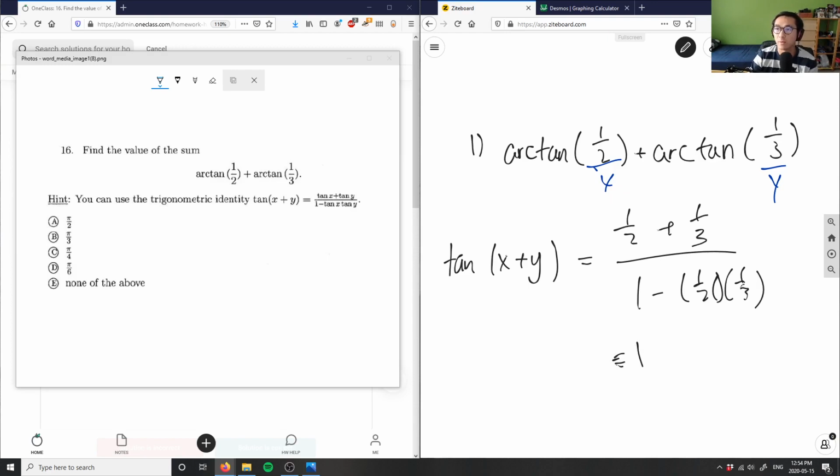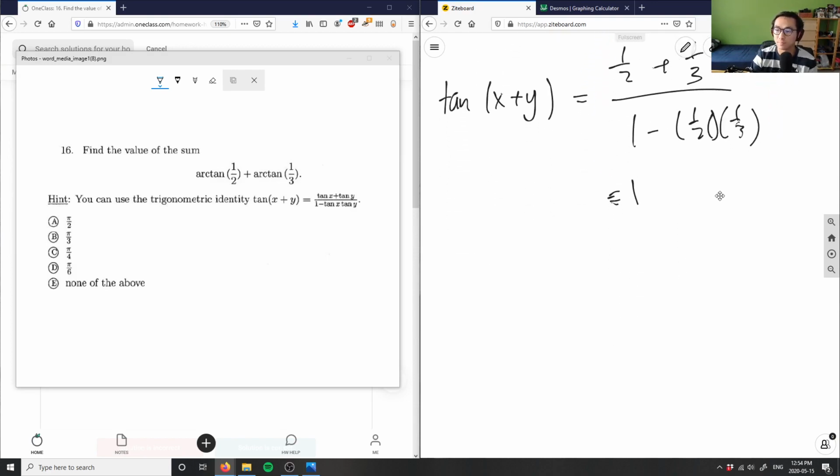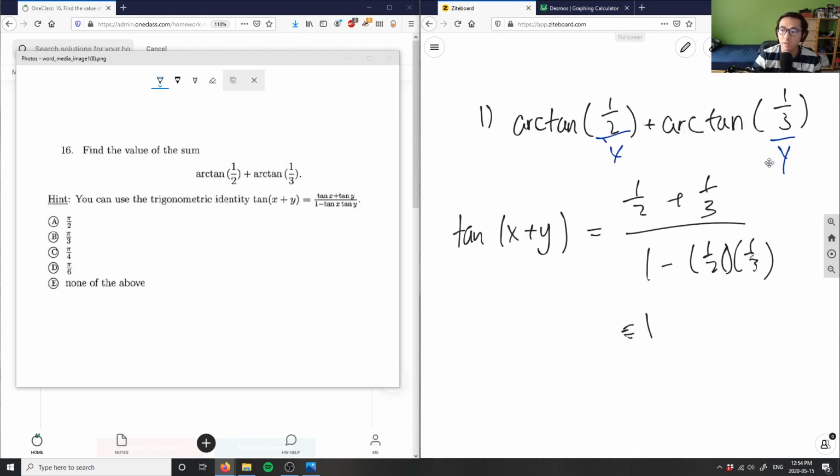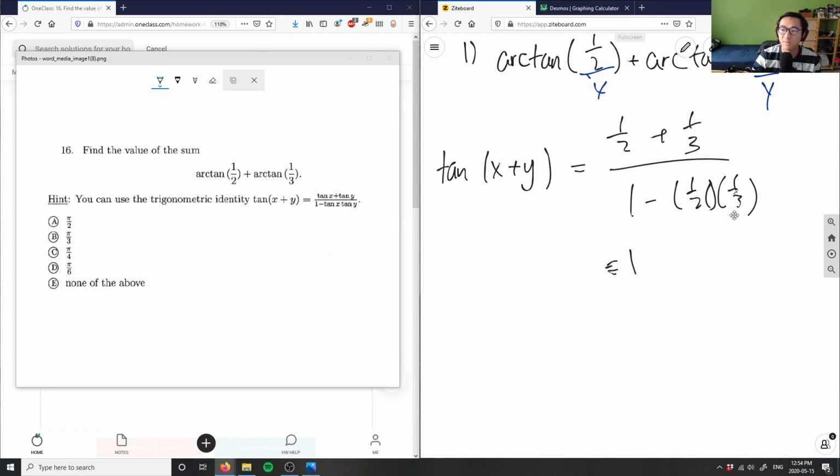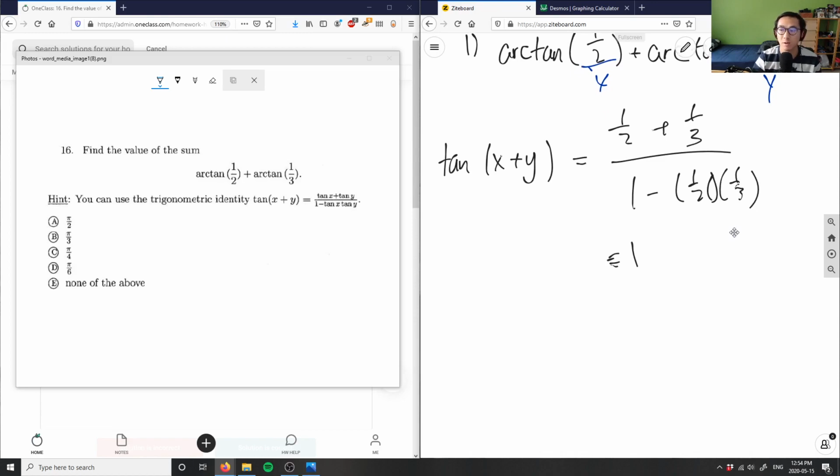And what I can do now is, since each individual term, x and y here, is between 0 and pi over 4, then the sum must be between 0 and pi over 2, right? So you can say that here, which means that this here is x plus y.